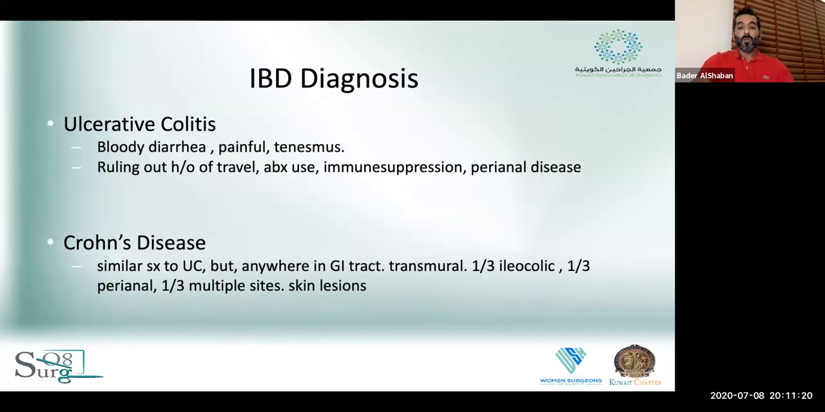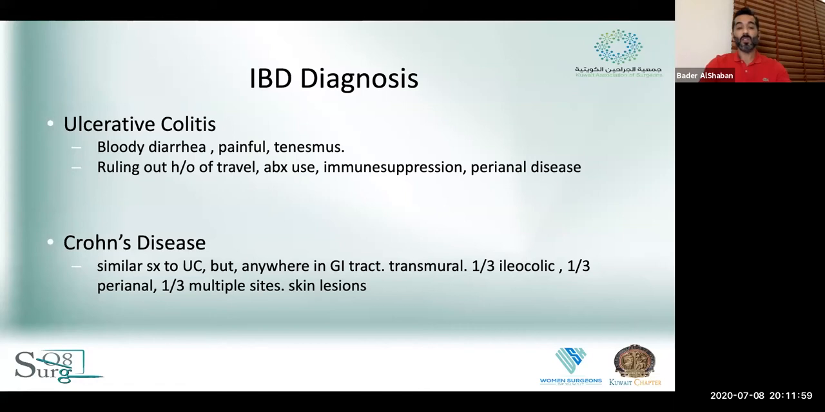The diagnosis, in terms of history, with ulcerative colitis, it tends to be bloody diarrhea, it tends to be painful, and the patient might experience the feeling of tenesmus. And to those people who are not sure what the meaning of tenesmus is, it's the sensation of incomplete emptying after going to the bathroom, and it's usually associated with a level of proctitis or rectal inflammation. It's important to rule out history of travel, where there might be tropical or infectious diseases, where there might be antibiotics used, whether the patient might have any history of immune suppression, or the presence of perianal disease might indicate other diagnoses other than ulcerative colitis.